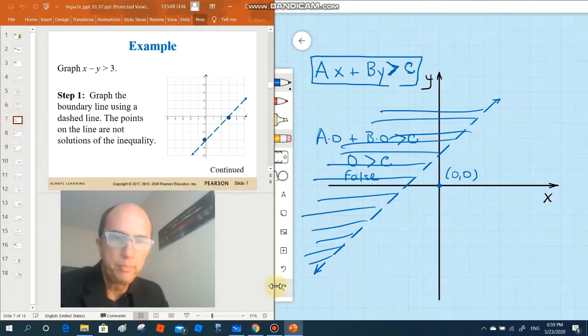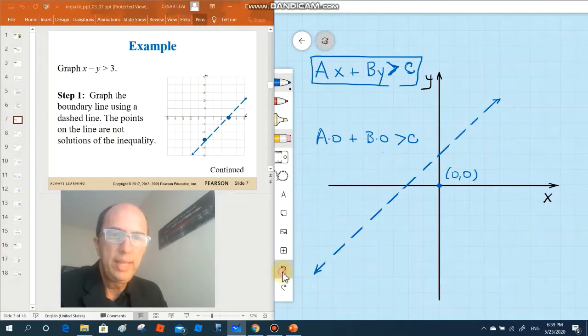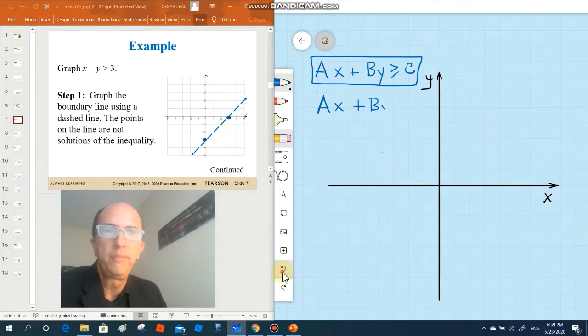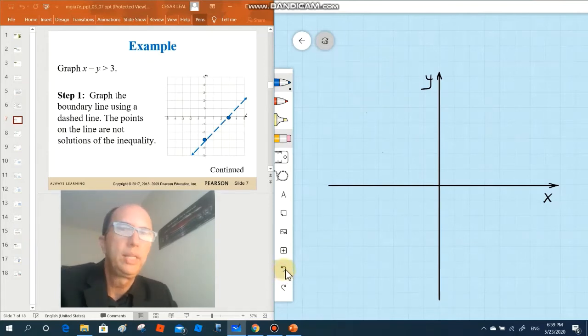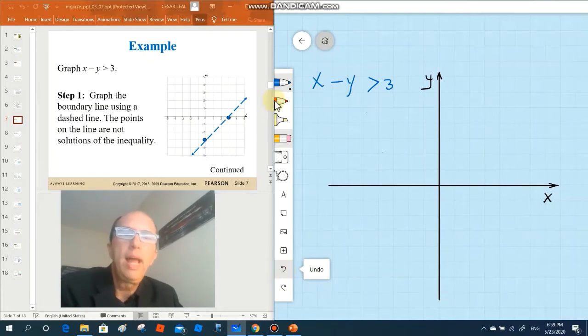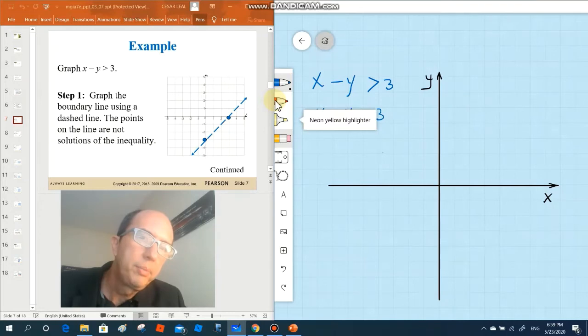Let's go to an example, and we will understand everything with this example here, where x minus y is greater than 3. Okay, x minus y is greater than 3. Let's draw the line, the boundary, and the boundary is going to be x minus y equals 3. This is the boundary.